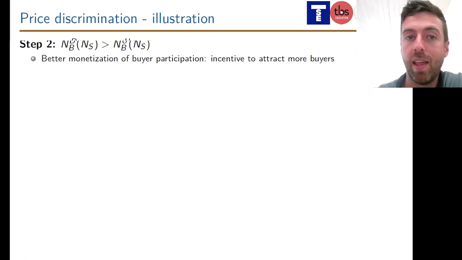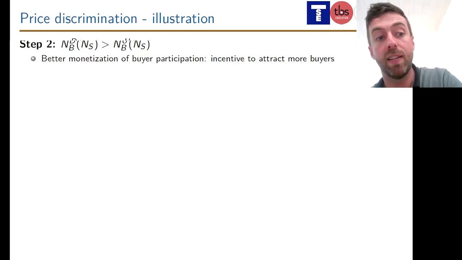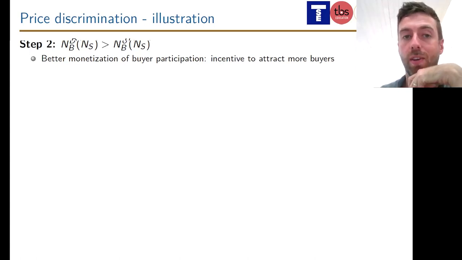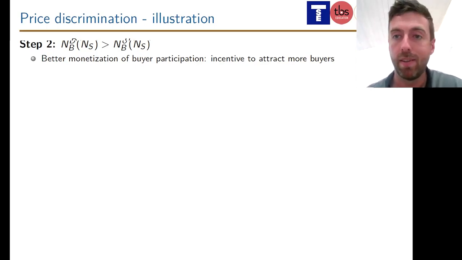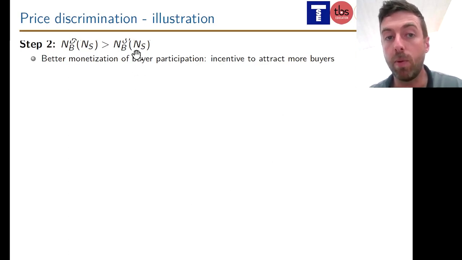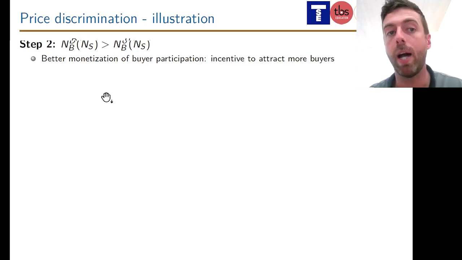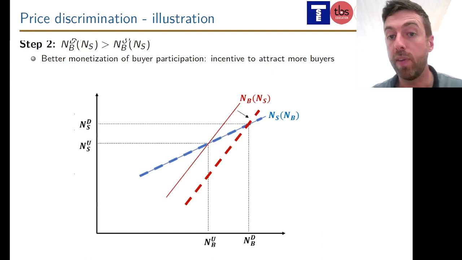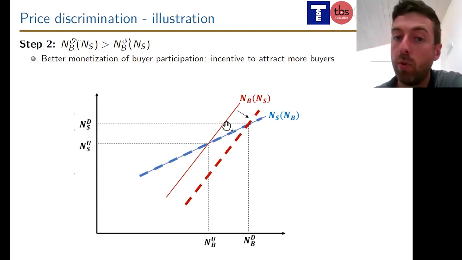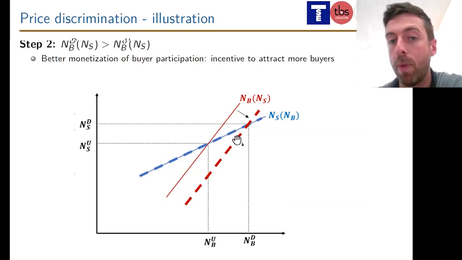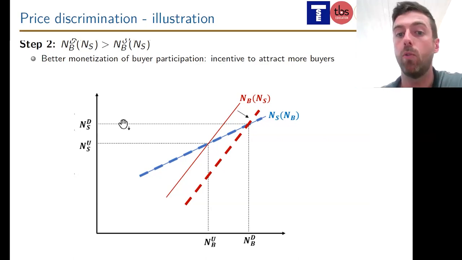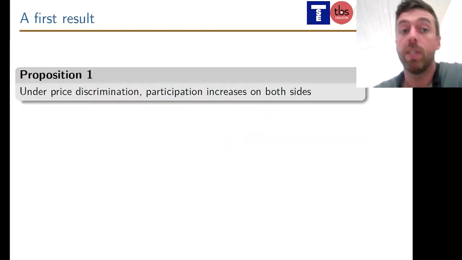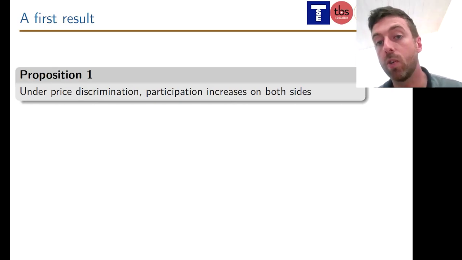Now, the second step is using our previous remark on the fact that you can better extract surplus under discrimination. It means that there's going to be a stronger incentive to attract buyers, because each new buyer can generate more revenue for the platform. So this means that for a given number of sellers, the platform wants to attract more buyers when it can discriminate. And so graphically, this means that the red line shifts to the right. Okay, so for a given number of sellers, you want to attract more buyers, which means that the optimal solution is necessarily going to be greater, both participation of buyers and participation of sellers is necessarily going to be above the case of uniform pricing. So this is our first proposition, that under price discrimination, participation increases on both sides.